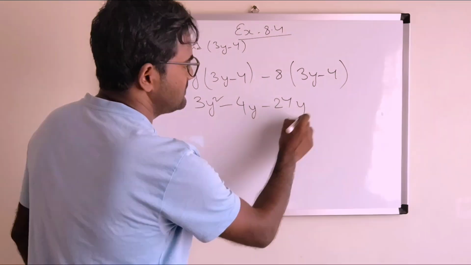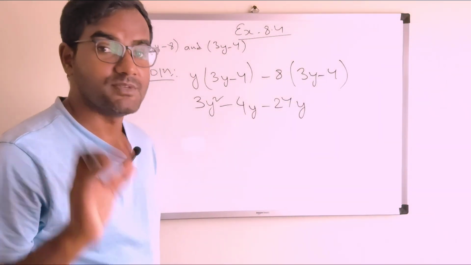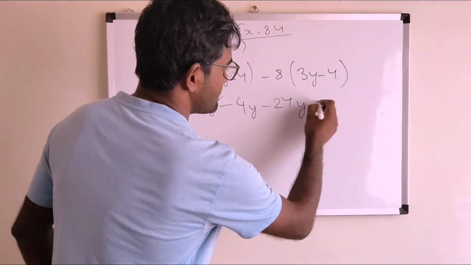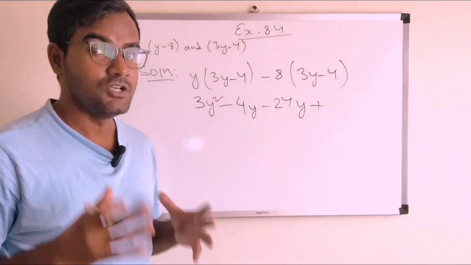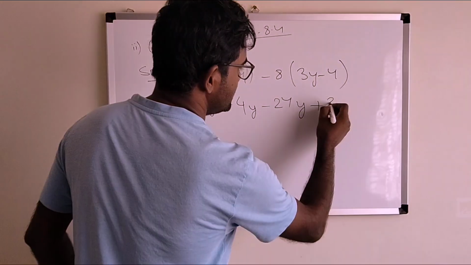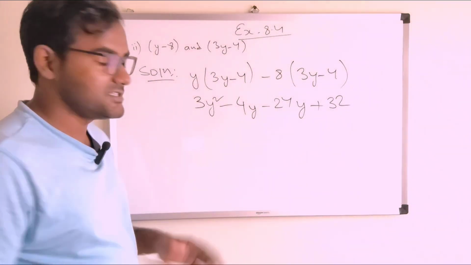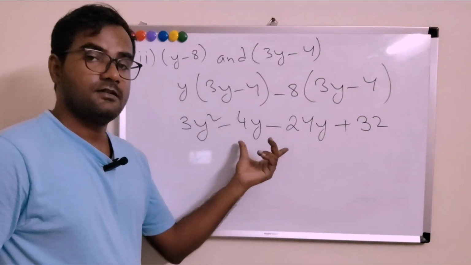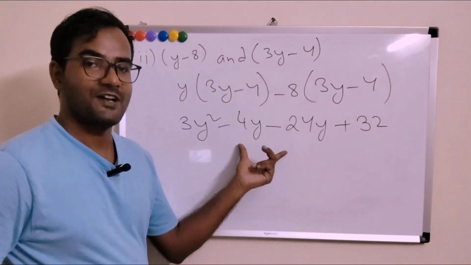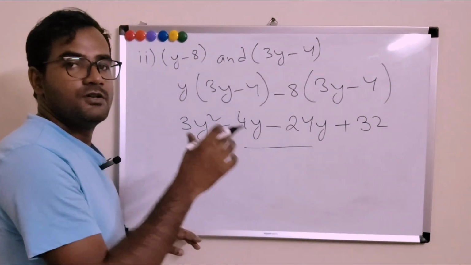Now minus into minus will be what? Minus into minus will be plus. So 8 into 4 will be how much? It is 32. So here we write 32. Now do you see any similarities among these terms? You see that these two are quite similar.